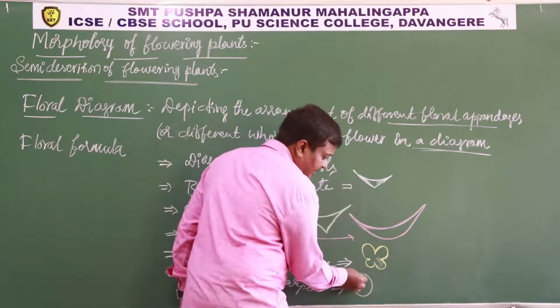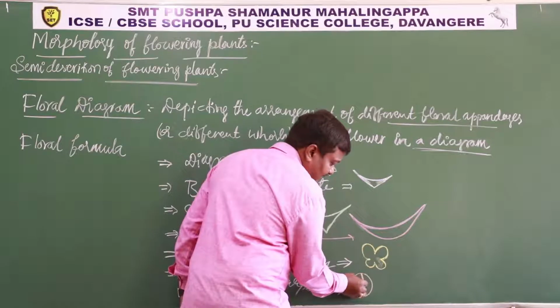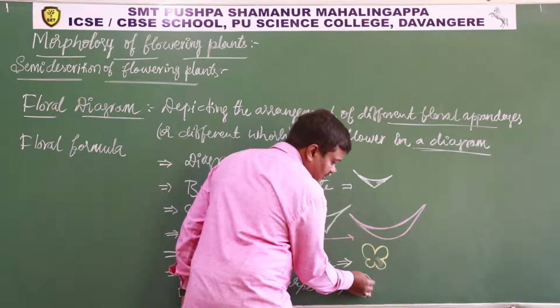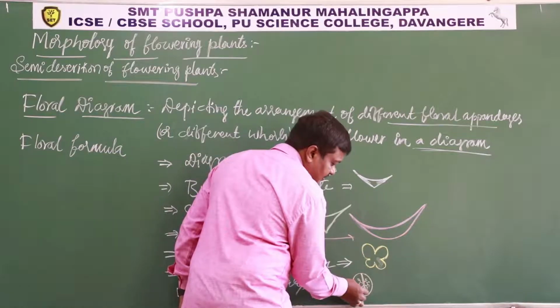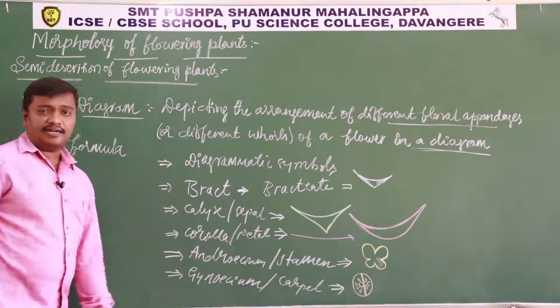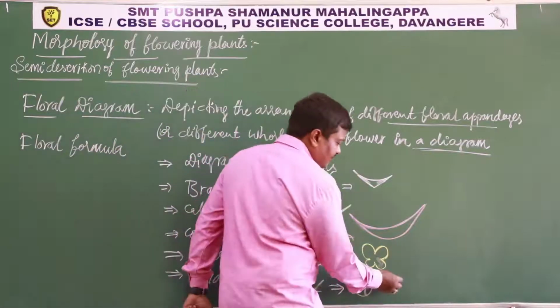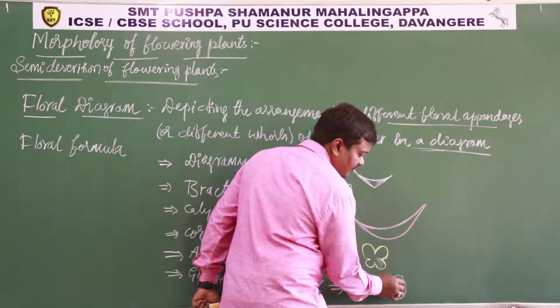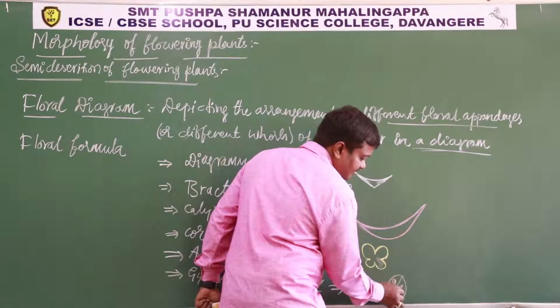So if it is bicarpellary, we can write like this, and we have to show the placentation also. Like this, bicarpellary we show like this. Okay, suppose if it is tricarpellary, we are going to write the tricarpels like this.